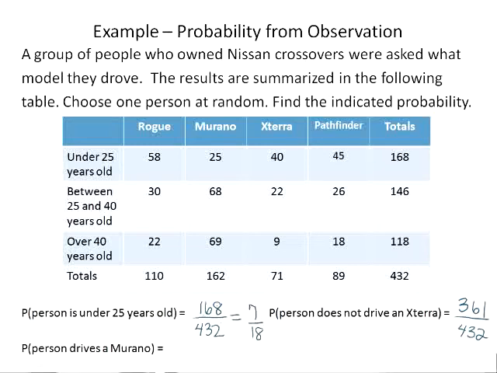Now what about the probability for a person who drives a Murano? Once again, we have a total of 432. But how many people drive a Murano? Well, there are 162 of those people, but this fraction reduces to 3 divided by 8. Now, if the question does ask for the decimal, just divide the numerator by the denominator and round to the indicated decimal place.